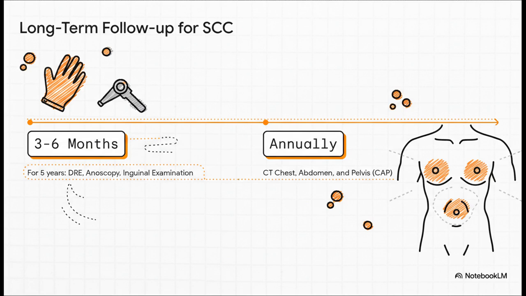At every single one of those visits, I would perform a digital rectal exam, an anoscopy to get a direct look at the original tumor site, and a very thorough inguinal examination. On top of that, I would arrange for annual CT scans of the chest, abdomen, and pelvis to keep an eye out for any distant disease.